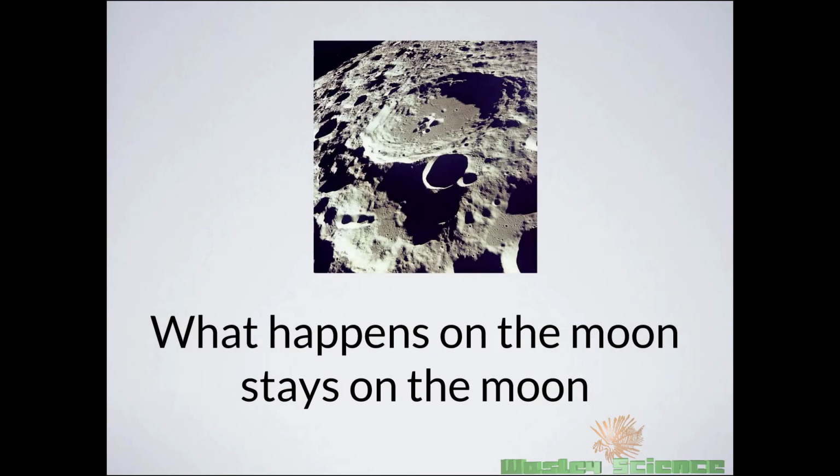What happens on the moon stays on the moon. So when the moon gets hit by something, guess what? That crater is there to stay. It doesn't really have a whole lot of wind at all. It doesn't have a water cycle. It doesn't have plate tectonics. So the moon does not have weathering or really erosion.